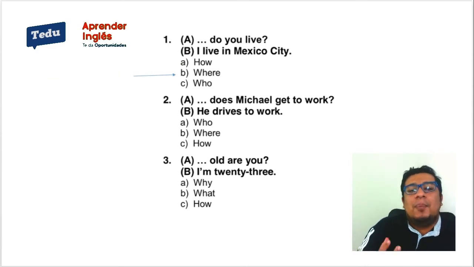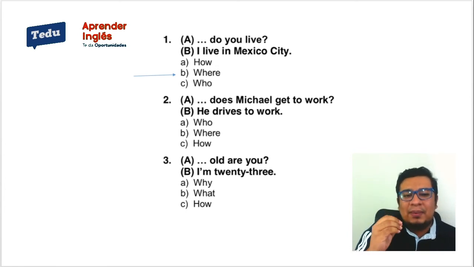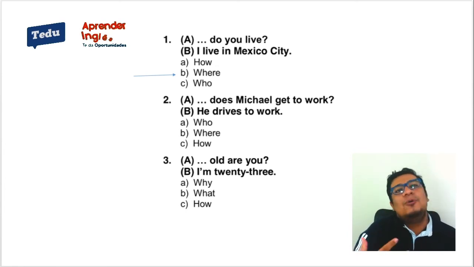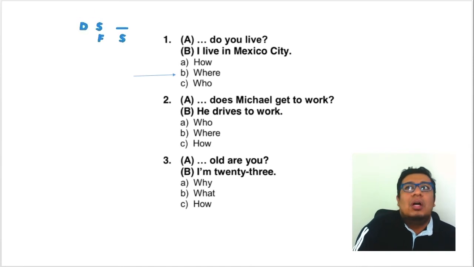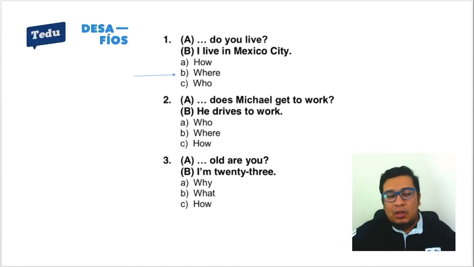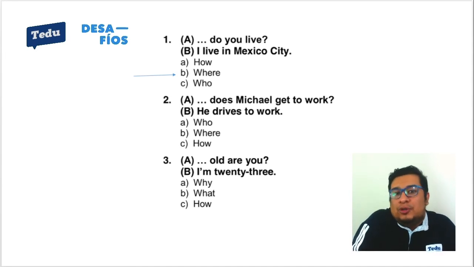Where? ¿Por qué? Porque está preguntando dónde específicamente vive. Si yo pusiera how do you live, es cómo vive usted. Oh, I live in a big house. Or I live in a small house. I live with my parents. I live in a small bedroom.